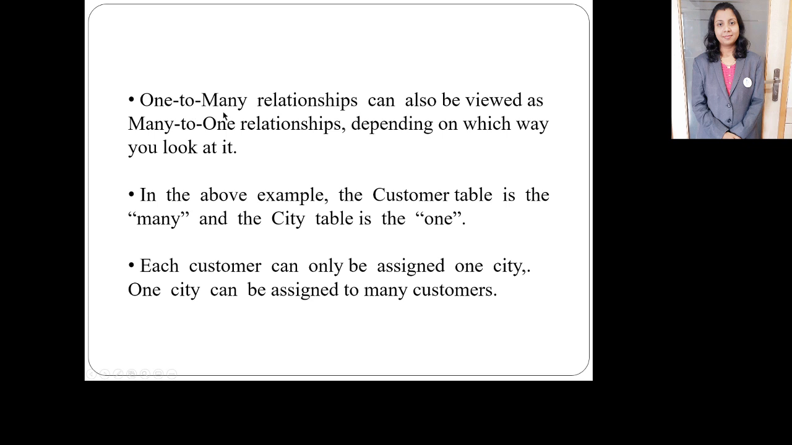Next, one-to-many relationships can also be viewed as many-to-one relationships depending on which way you look at it. In the above example, we can see the customer table is the many and the city table is the one. Each customer can be assigned only one city, while one city can be assigned to many customers. So that can be a one-to-many and many-to-one example.